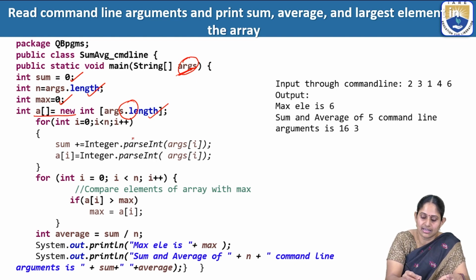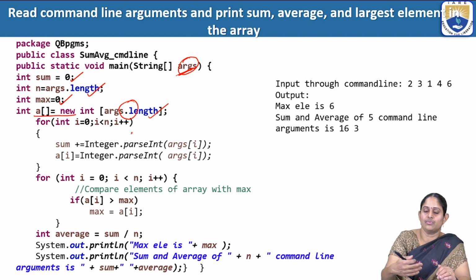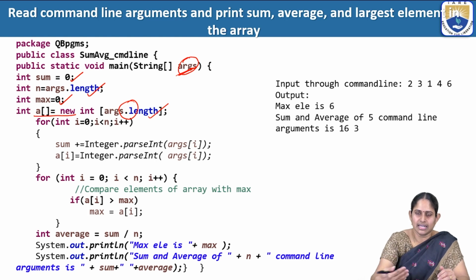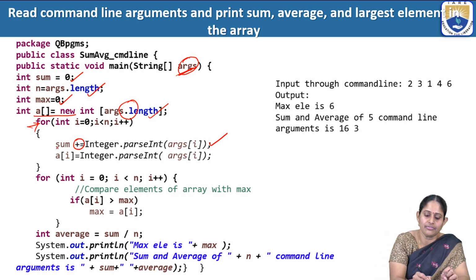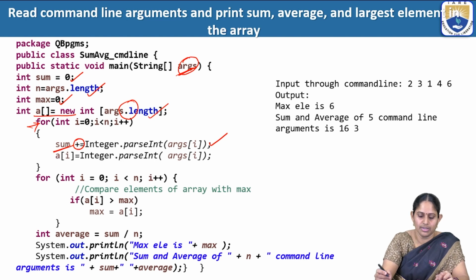So to find the sum, when we read elements through the args, the elements will be of string format. So they have to be converted into integer. Each element of the args array is converted into integer, and we are finding the sum of it. This for loop is used to traverse through the args array, and each element is picked up in string form. They are converted into integer, and then the sum is found.